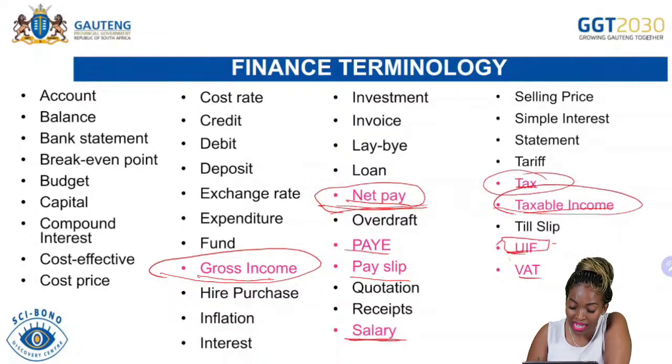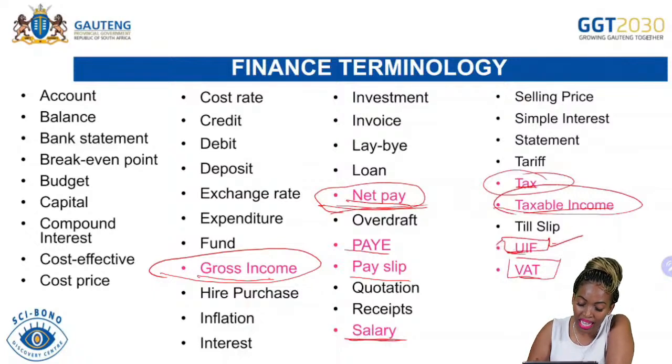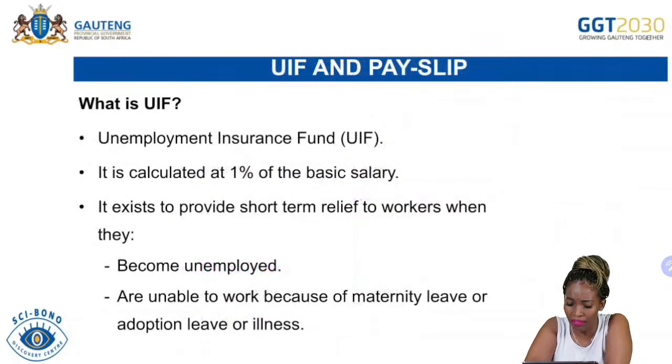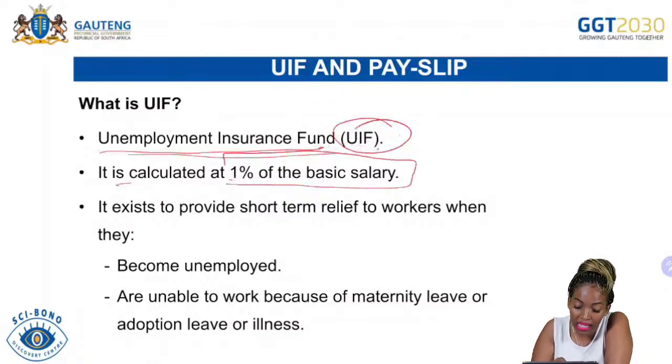They can also ask you what the acronym VAT stands for. You must know it stands for value added tax, and it is calculated at the rate of 15%. Your UIF is calculated at the rate of 1%. What is UIF? When you talk about UIF, the abbreviation, it is the Unemployment Insurance Fund. Note that this Unemployment Insurance Fund is not an explanation of UIF. It is actually UIF when it is written in full. So this is calculated at 1% of the basic salary.